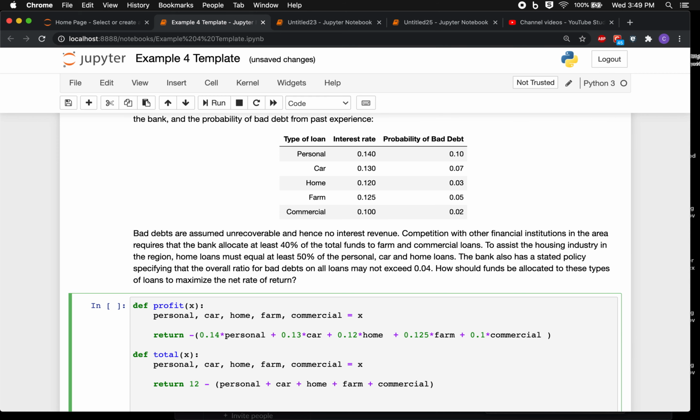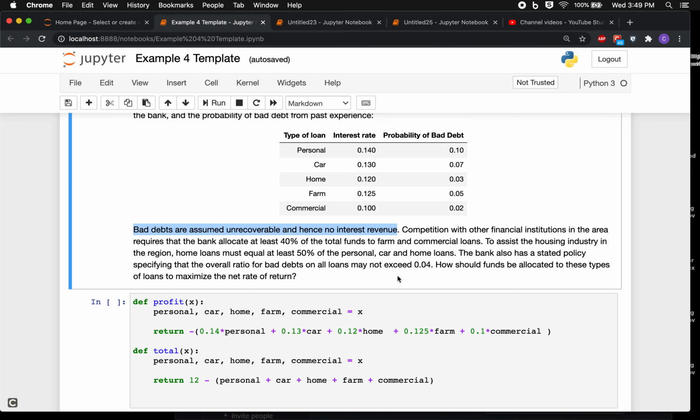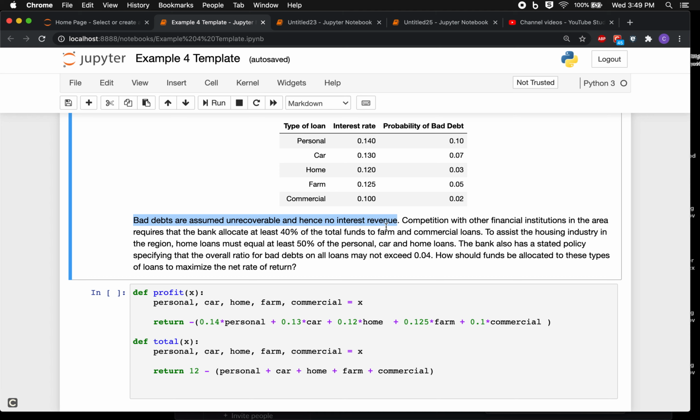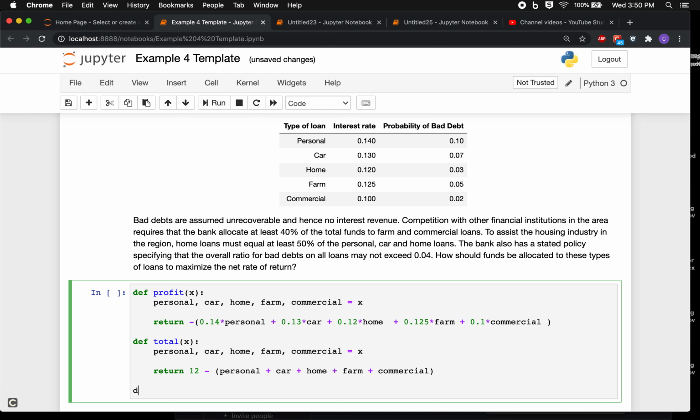All right, so now we have a bunch of other ones, and we can assume this one: bad debts are assumed unrecoverable, hence have no interest rate. So we're going to leave that assumption out and make it a little bit easier. But so now we have this competition constraint. So competition with other financial institutions, the area requires that we allocate at least 40% of the total loans to farm and commercial. And so I'm going to do this as constraint 1 because I don't know what else to call it. So again, I have my 4 variables.